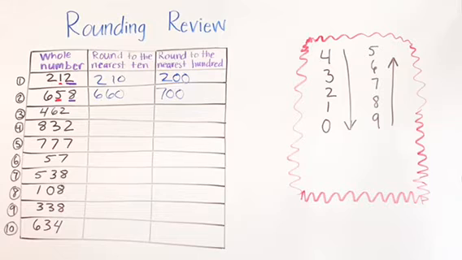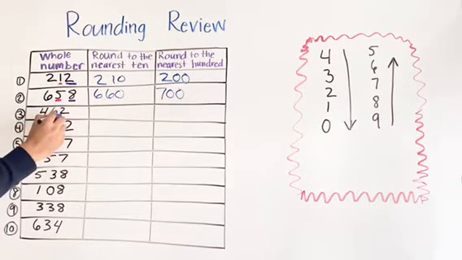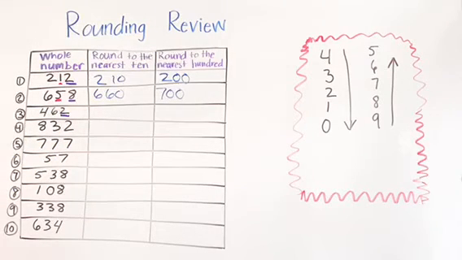Okay, now for number 3, we have 462. We're going to round to the nearest tens. So we're going to look at the ones place, and we have 2. We look on the right hand side, 2, we're rounding down. So is it closer to 460 or is it closer to 470?